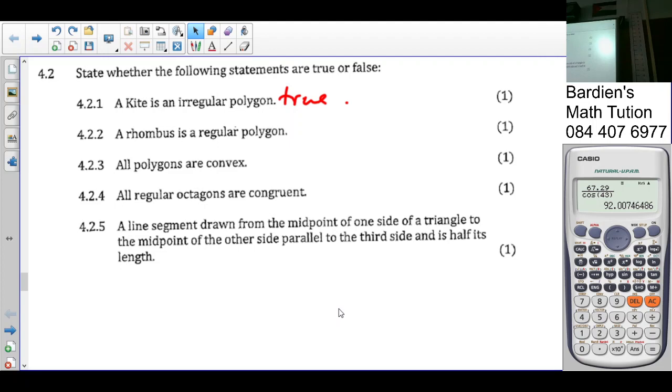What's a polygon? A polygon is an enclosed figure with any amount of sides. You can have any amount of sides. Not so? But it's enclosed. A rhombus is a regular polygon. False.